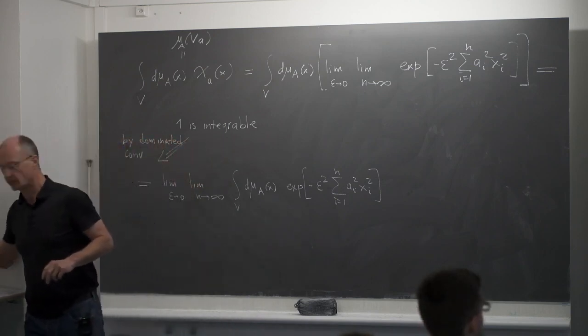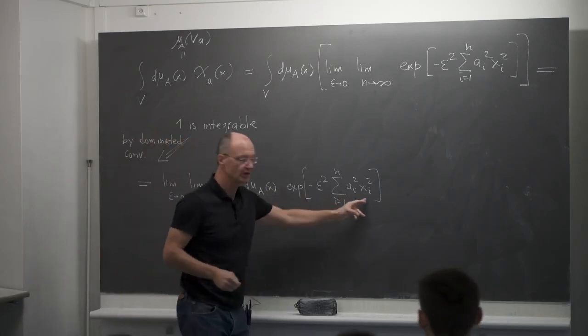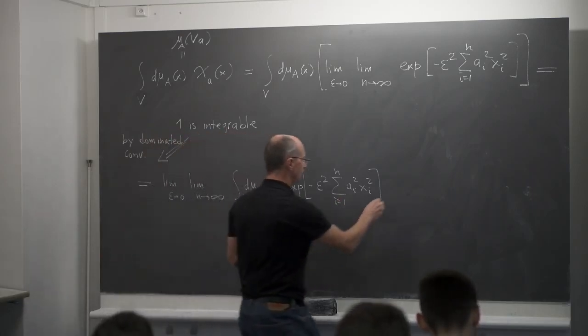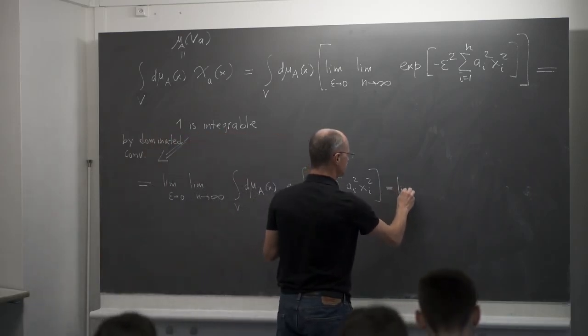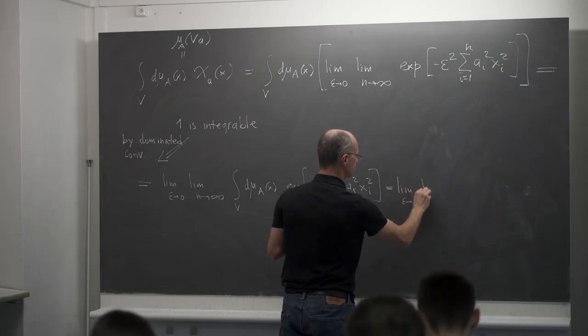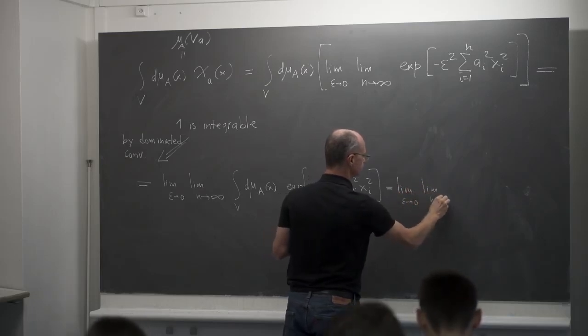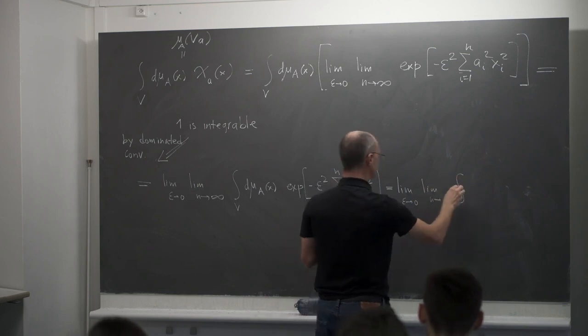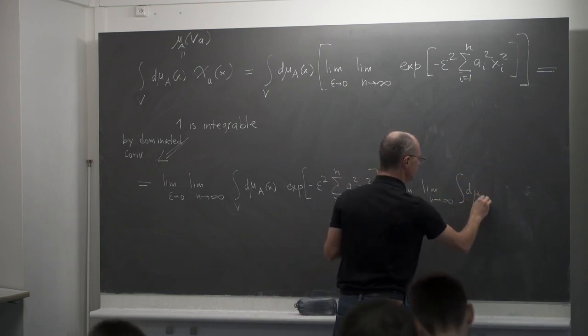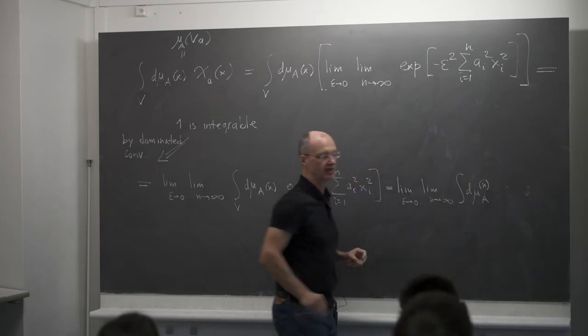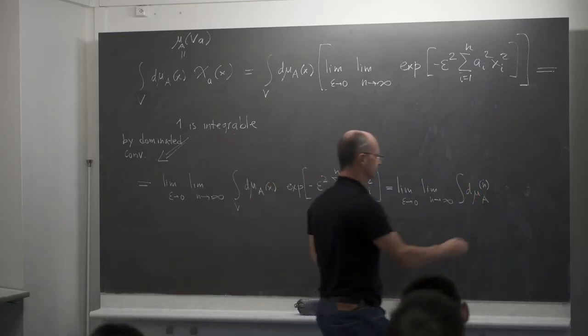Okay, but these are the integrals that we know how to compute. First of all, these are the two limits. And we can replace the infinite dimensional Gaussian measure by the finite dimensional one.